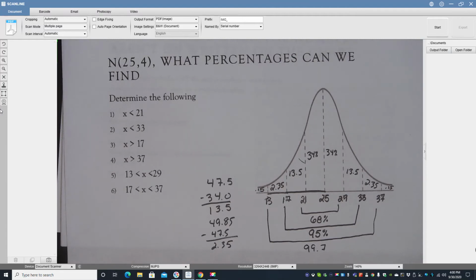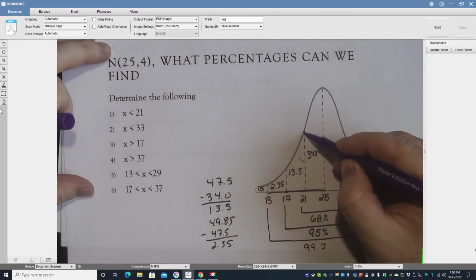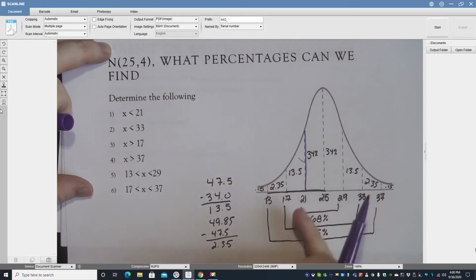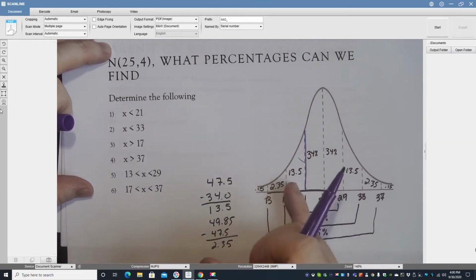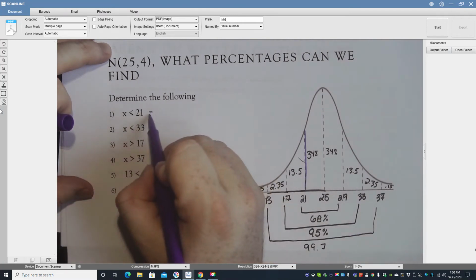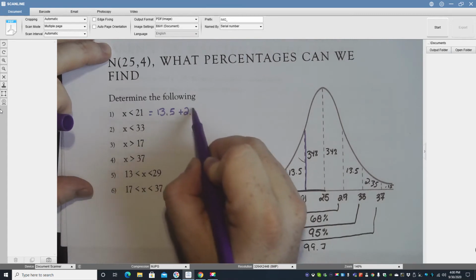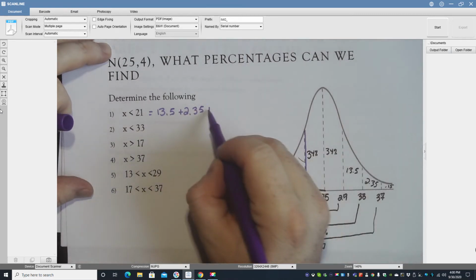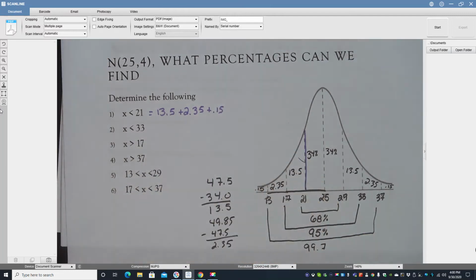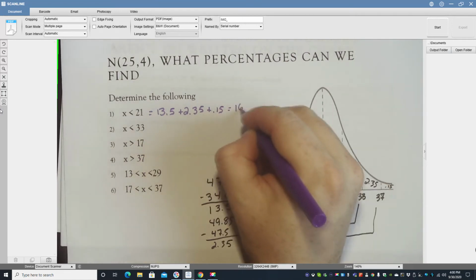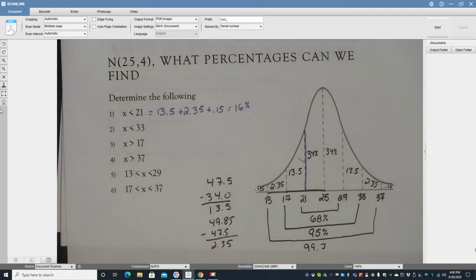How does it help us with x is less than 21? Well, if I look at 21 and I go everything less than it, then what I want to do is add up every percentage that I have that's less than that line. So I get 13.5 plus 2.35 plus 0.15. So when I add all that together, I get 16%. So that tells me that 16% of the data is below 21. And then I can keep doing things like that.